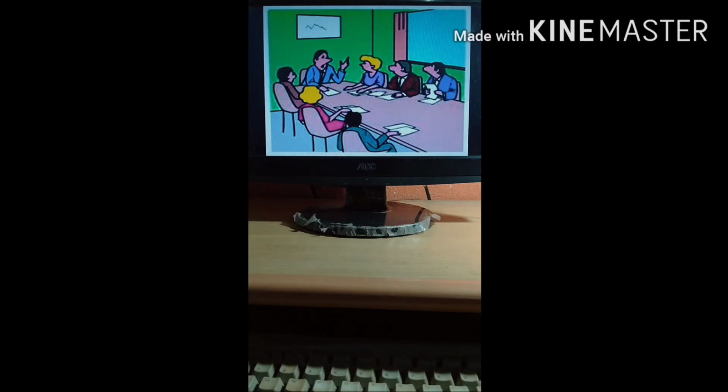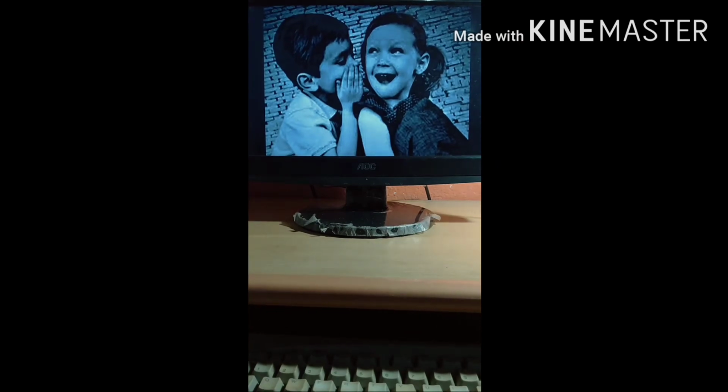Now in the next slide you can see two people, one is a child and the other is a baby. So they are communicating with each other in an informal way.